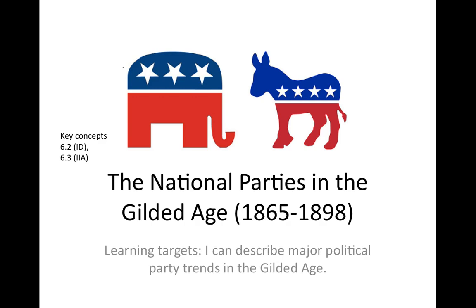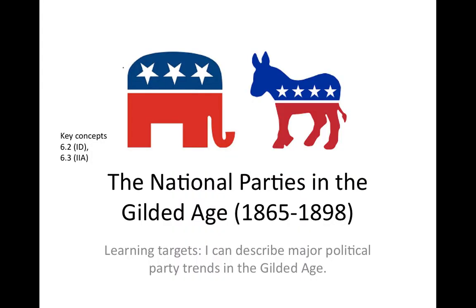I'm going to talk to you for a short while about the national political parties in the Gilded Age. That's the era that we've been covering in this unit, Unit 6, between 1865 and roughly 1898. By the time you're done listening to this lecture and answering the questions, you should be able to describe major political party trends in the Gilded Age.